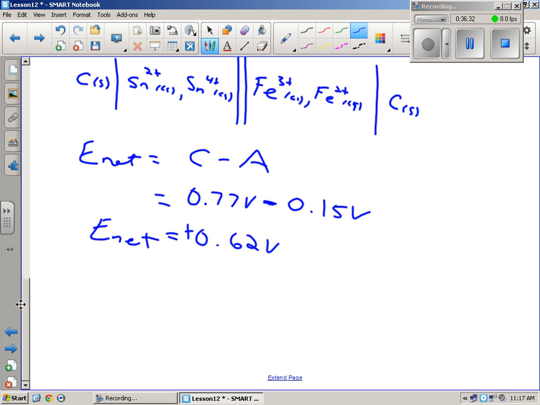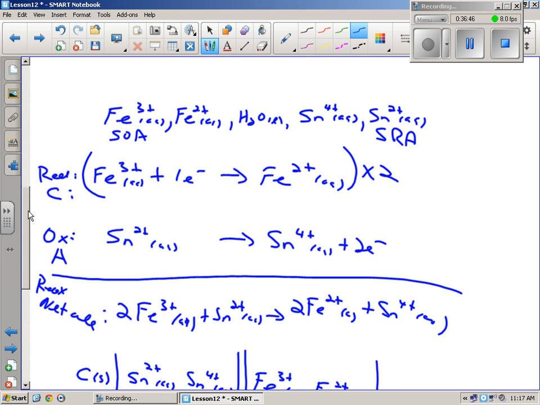Now, one thing I want to point out, which is your next slide here at the bottom. Just so you understand what that slide's saying: when you go to calculate the net cell potential for these, you'll notice up here, this is the cathode, this is the anode. The cathode, I had to multiply by 2 to balance out the electrons, correct? When you do net cell potential, you do not ever multiply those numbers on the right-hand side. Whatever that number is, that's the number you use, okay?